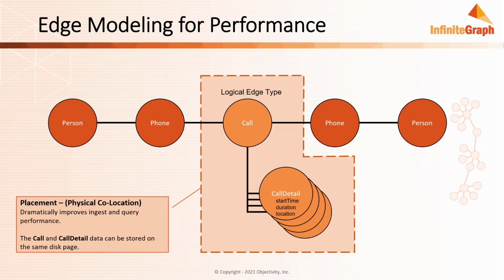In addition to complex edge modeling, InfiniteGraph offers something called placement. This allows the user to specify where data items get placed in the database. In our case, we can specify that the call and call detail data items are related. InfiniteGraph uses this information to physically store the call detail data items close to the call data items that they're related to, often on the same physical disk page.